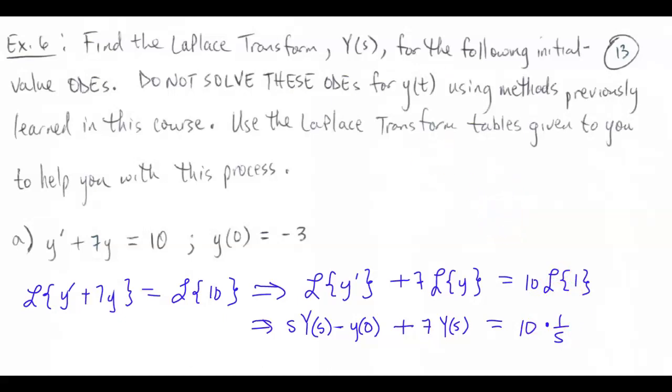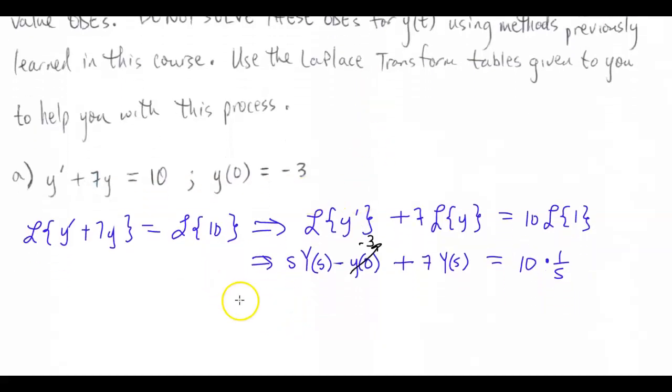Now, at this point, we know that we have an initial condition. And the initial condition is that y of 0 is -3. So we can come in here and say, well, this is just -3. And so in doing that, we now have, I'll just write it here, s Y of s plus 3 plus 7 times big Y of s is equal to 10 over s.